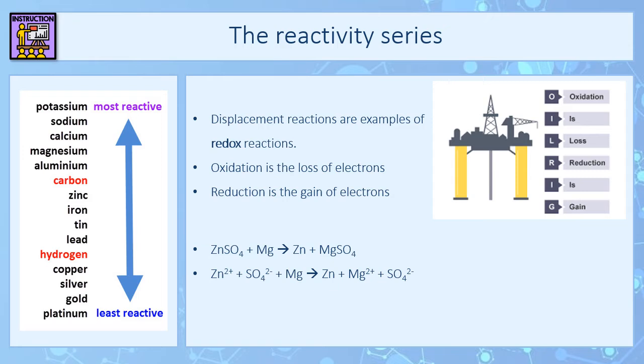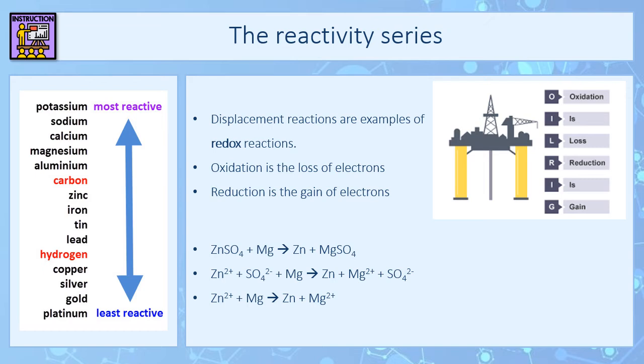I've done the same for my products. This time my products are zinc and magnesium sulfate. So zinc is the metal, it's not an ionic substance, so I just leave that as it is. But the magnesium sulfate is an ionic compound, so I split it up into the two ions that it's formed from, Mg2+ and SO4 2-. Now you can see that the SO4 2- will cancel in this reaction because it's the same on both sides. And if I cancel, I end up with my ionic equation in this third bullet point here.